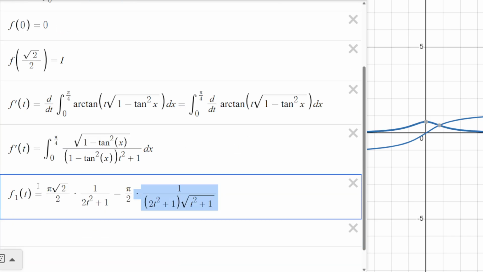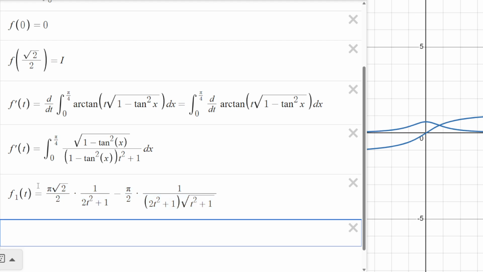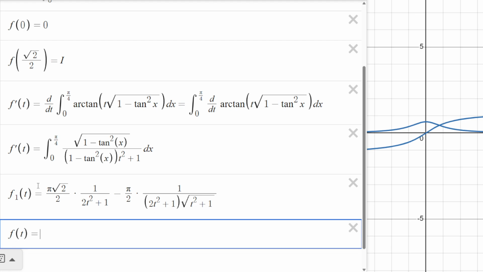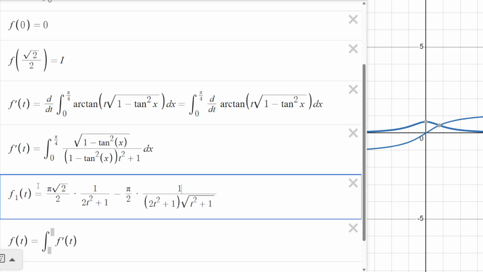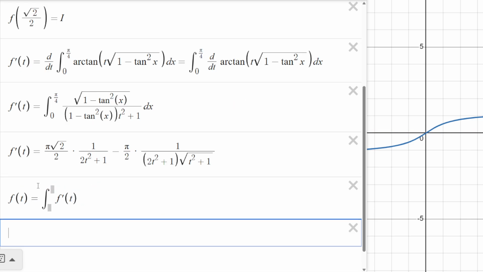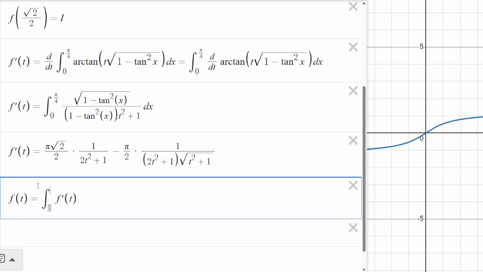I'll make sure there's no mistakes. Okay, so now we have f prime of t, but we are not interested in f prime of t. We want f of t. So what we do is we say that f of t is equal to the integral of f prime of t. I should really use the correct notation. I've always put f1 because it won't graph f prime if you use the proper notation. You have to put the subscript 1.